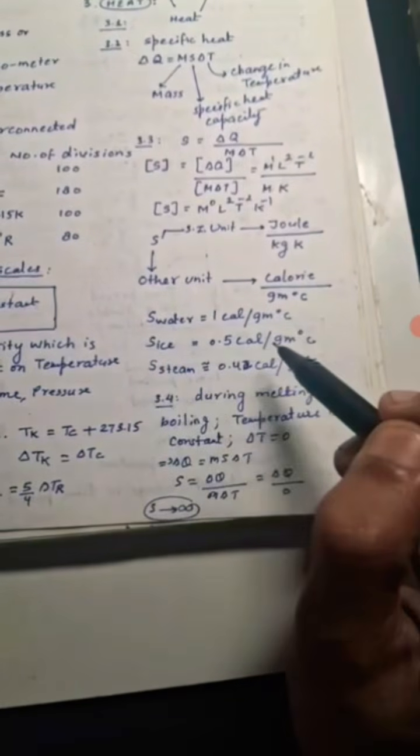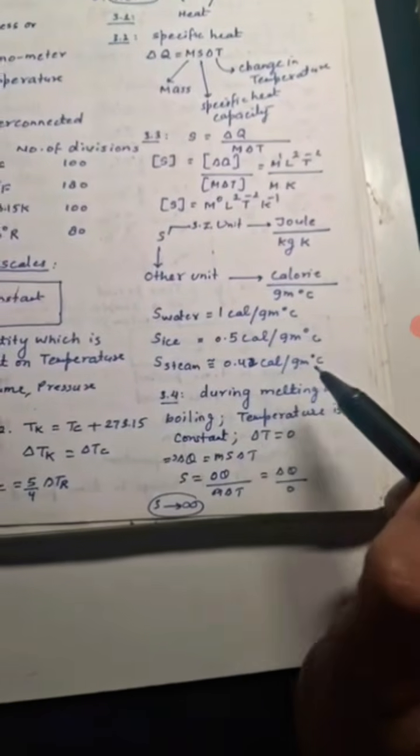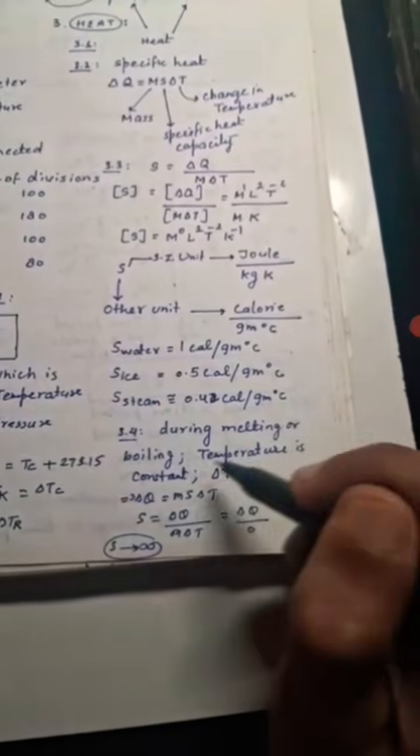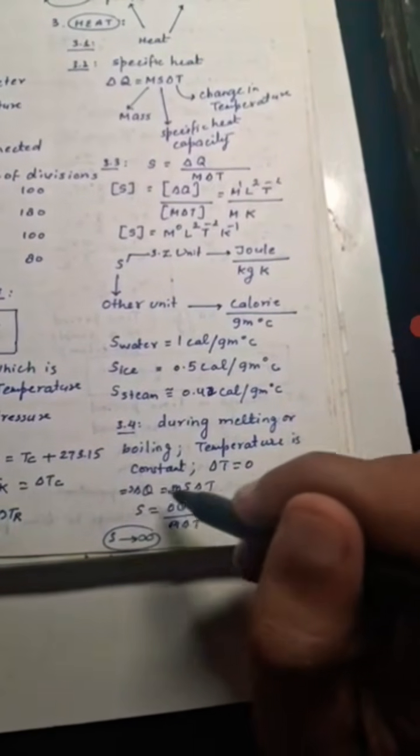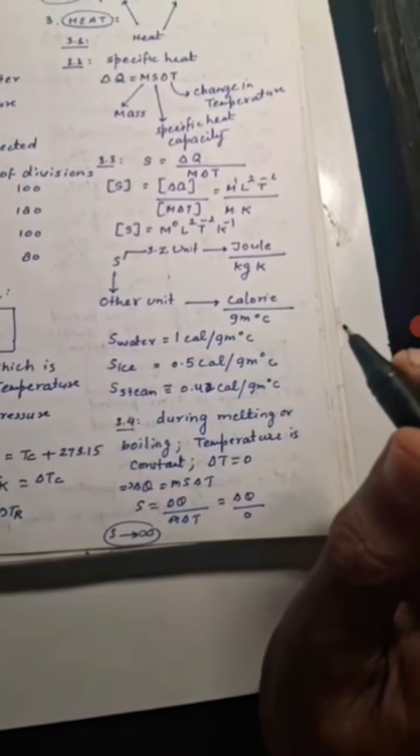For ice we have 0.5 calorie per gram per degree centigrade, and for steam it is about 0.42 calorie per gram per degree centigrade. Now there is an important discussion that during melting or boiling temperature is constant, so delta T is 0. So from here specific heat comes out to be infinity. So always do remember, if temperature is constant in those processes, specific heat tends to infinity.